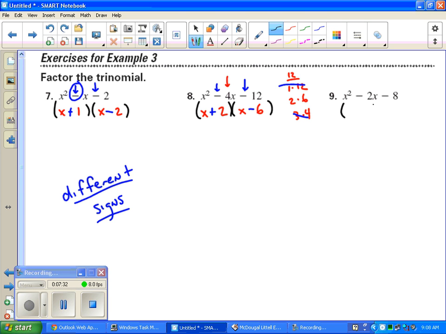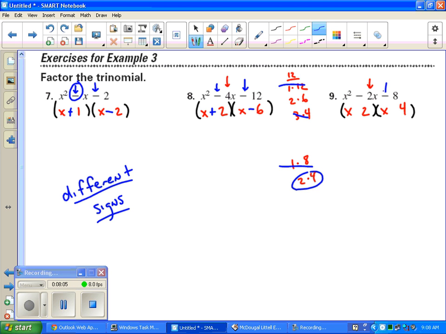Open up 2 sets of parentheses again. I keep saying a set, but just 2 sets. X times x gives you x squared. Notice we're starting like that every time. We'll get to some coefficients in front of that x eventually. Your factors of 8, 1 times 8 and 2 times 4. Which one of those sets will get you to the number 2? 1 and 8 will only give you 7 or 9, so that's not going to work. 2 and 4 is either going to give you 6 or it's going to give you 2. So your numbers are 2 and 4.